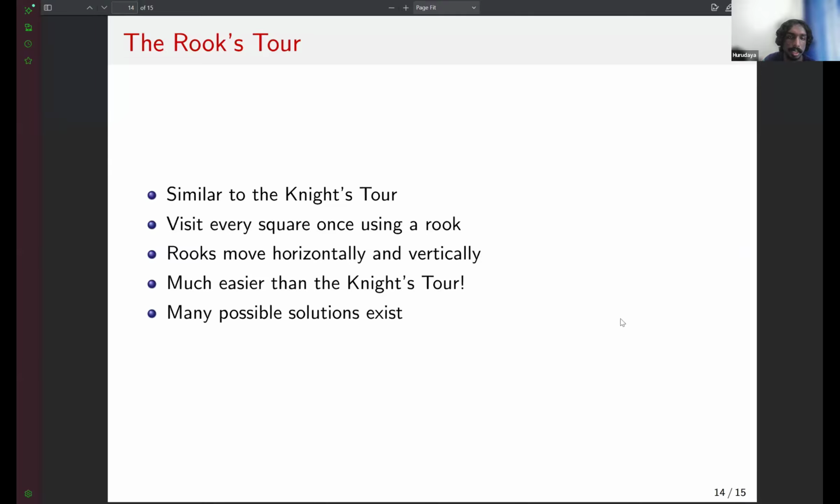Sir, I have a doubt. In this rook's tour, if you pass by a square in the middle of a move, does it count as visited? Yes, it counts as visited. Okay, so I think we can solve it.